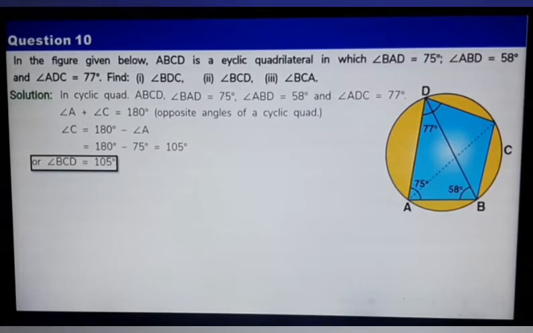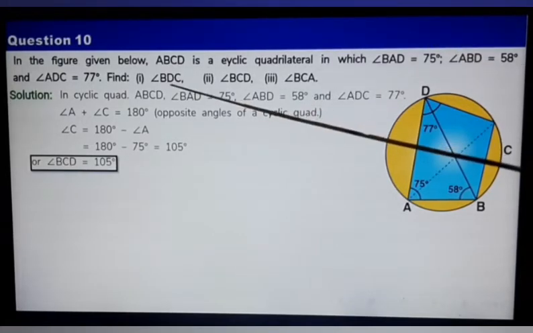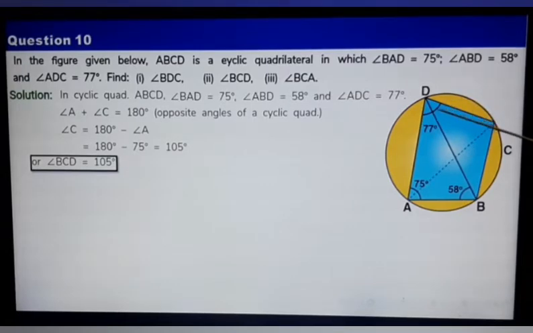All right, now another angle they are asking is BDC. So BDC means only this much, from here to here. Now one more thing we know is from here to here, this whole angle is 77 degree. Now if we are able to find only this angle, then we subtract this angle from this 77 degree in order to get this particular angle. Now let us see how to do this.